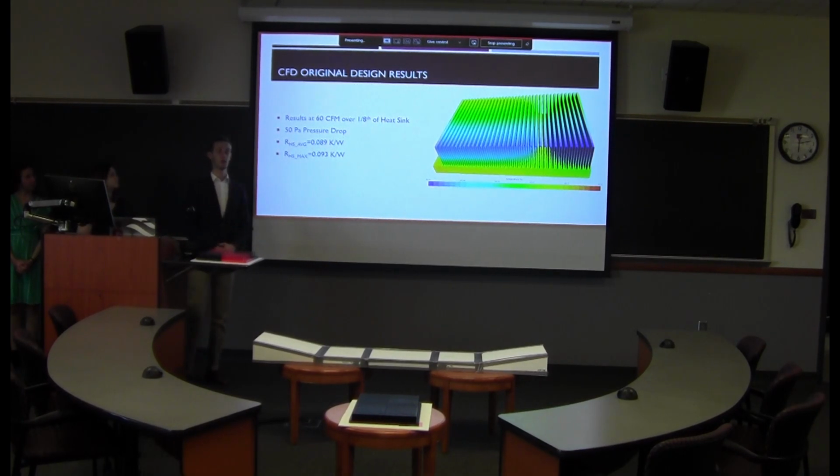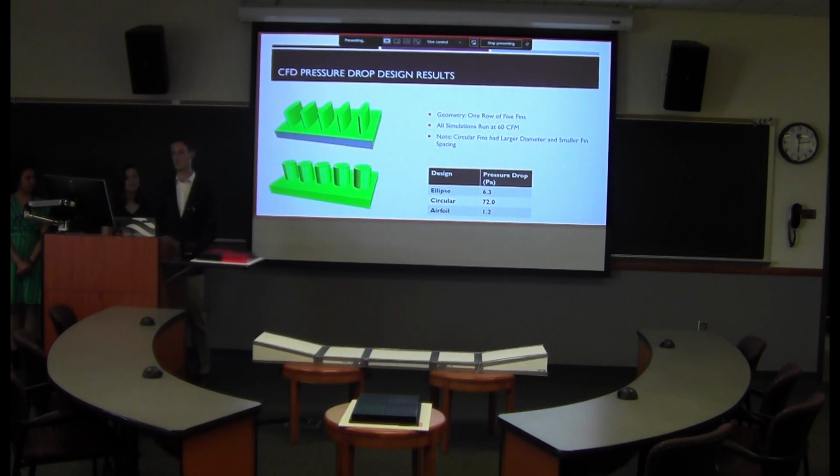Here are some of our original design results. Like I said, we're running this on 1/8 sections of the heatsink, and these results that you're seeing here are done at 60 CFM. So we got a 50 Pascal pressure drop across the 1/8 section of the original design, and thermal resistances of 0.089 Kelvin per watt on average, and then a maximum of 0.093 Kelvin per watt. Now I'm going to hand it over to April to talk about some more results.